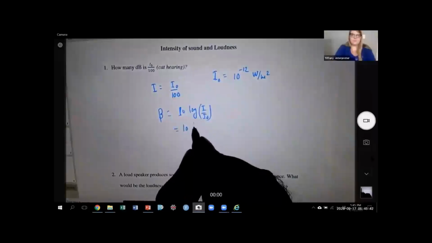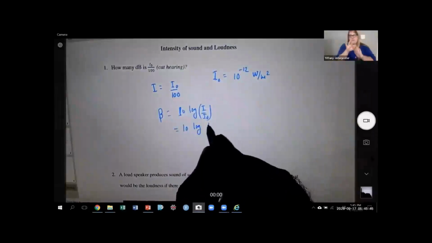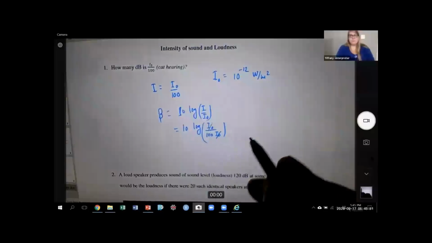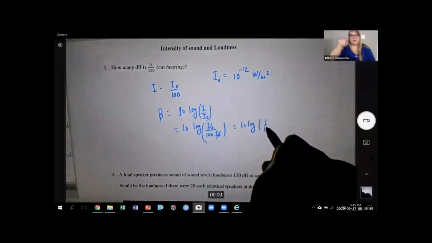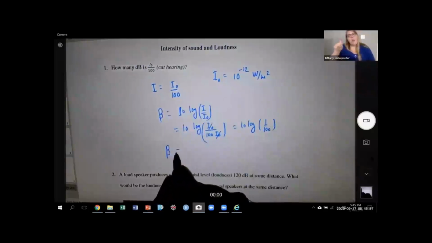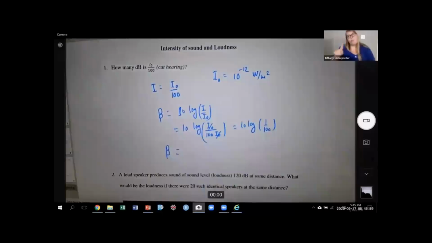So 10 log of I naught divided by 100, and in the denominator you have I naught, so I naught will cancel out. It's basically 10 log 1 over 100. And just do that calculation, that's the decibel level of this sound. So just use the calculator. Make sure you use the base 10 log.